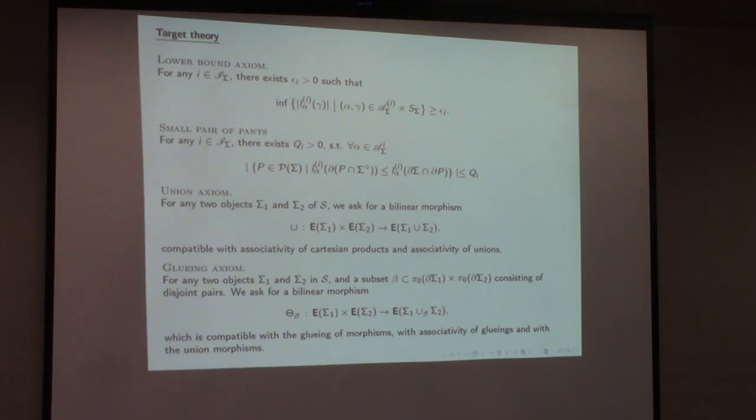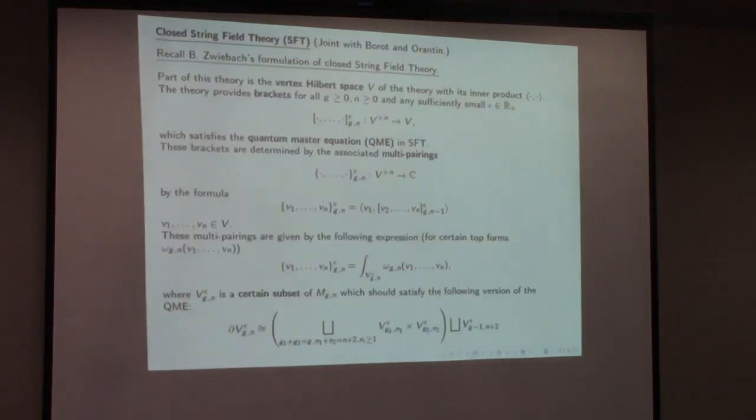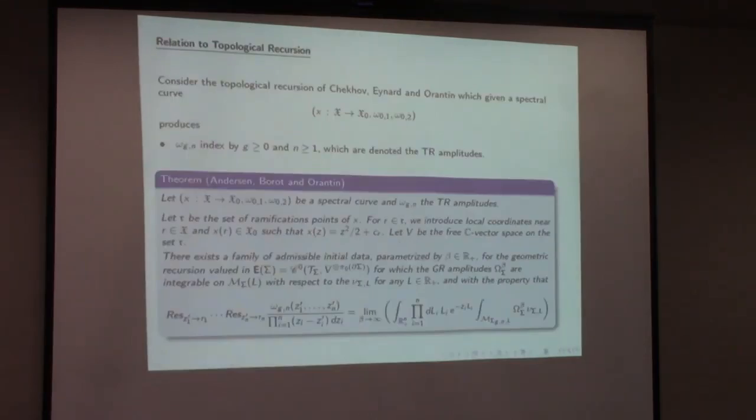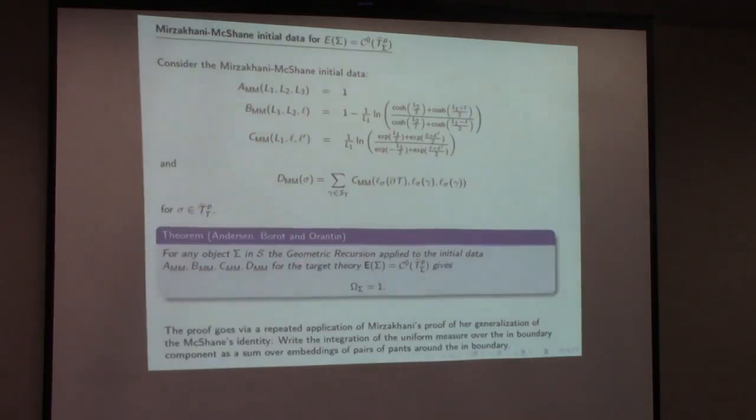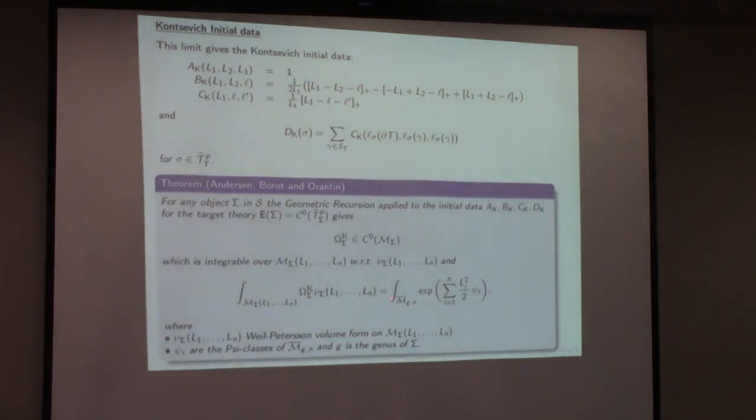And I want to just, as a joke, mention one thing, namely that if you take Mirzakhani's initial data, which is extremely important for the Mirzakhani-McShane relations, and you do this kind of scaling to it, you get the Kontsevich initial data, which has a lot to do with the way we normally do it in algebraic geometry, with the moduli space of curves, right? And here you have some kind of flat metric on the surfaces.